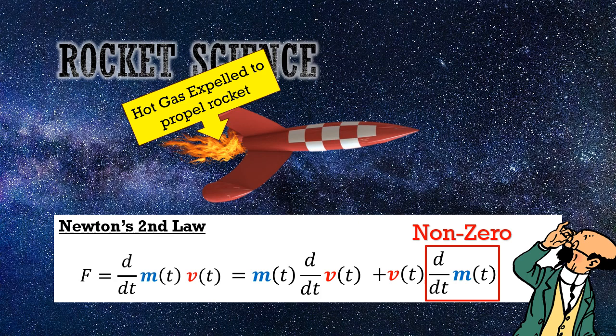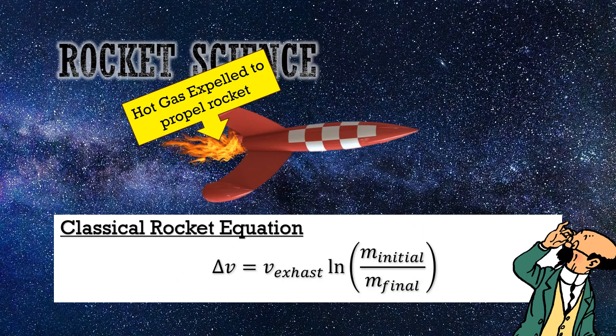The mass change is non-zero. What happens is that fuel is burnt and expelled as hot gas. Taking this change in mass is an important fact needed to derive the classical rocket equation. And this equation we will cover later when we reach differential equations.